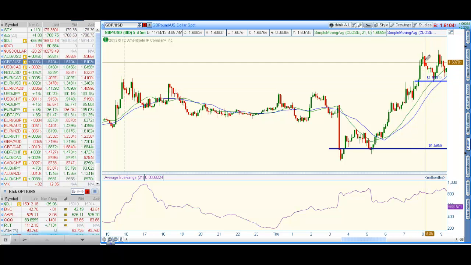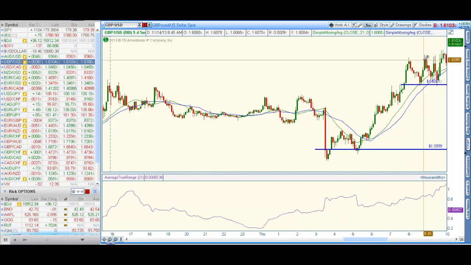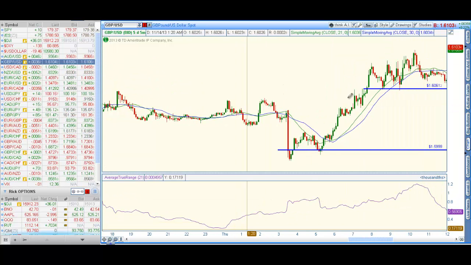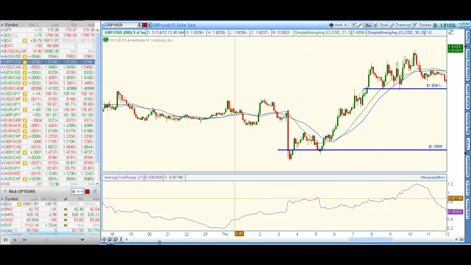And if you had hung on to it, you could have picked up quite a bit, anywhere from a minimum of 40 to a maximum of 80 plus pips on this trade. So it was a very, very nice trade. That's how that worked out. We love those kind of trades.